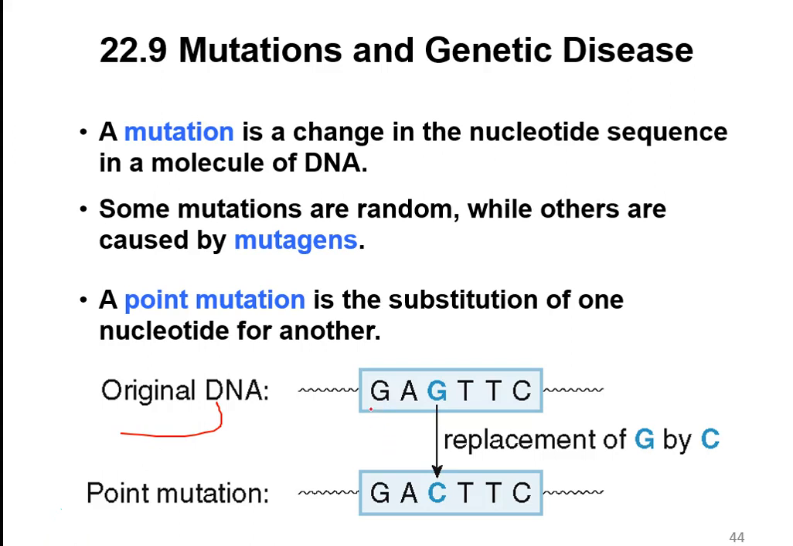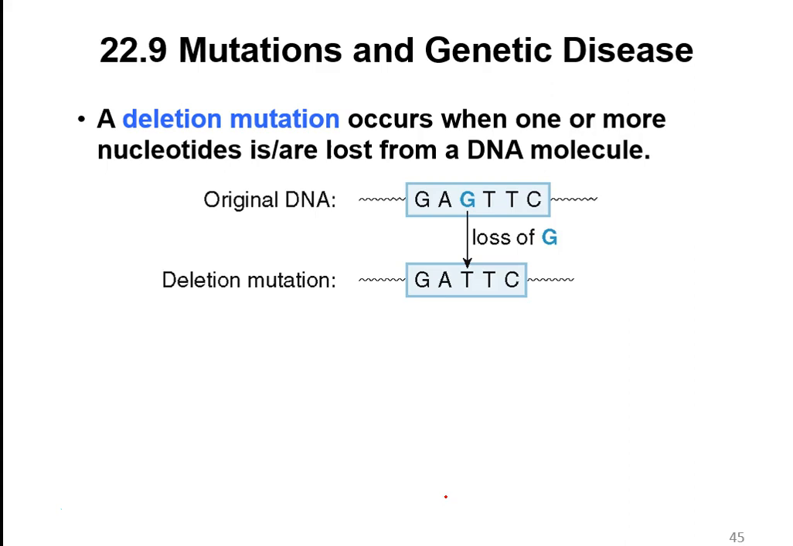So for example, if this is the original DNA code, and we were affected by a mutagen or something, or it just happens, instead of a G in one place, you would get a C. All right. So there are several types of mutations.